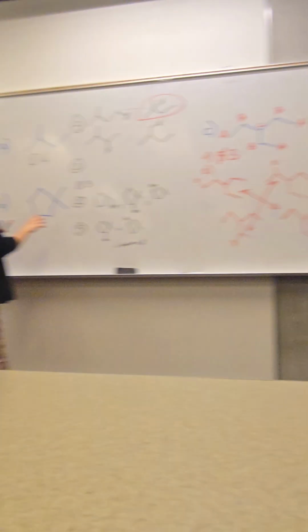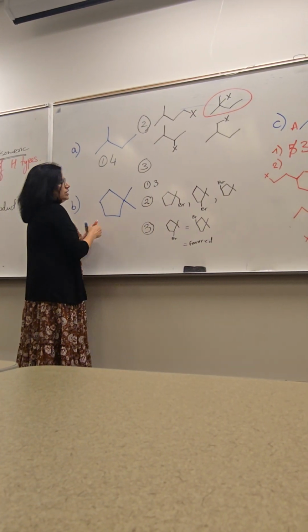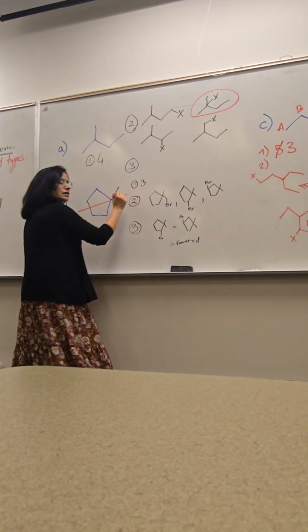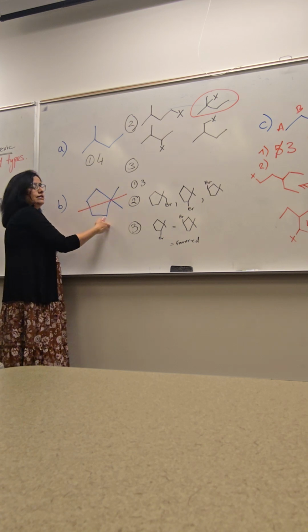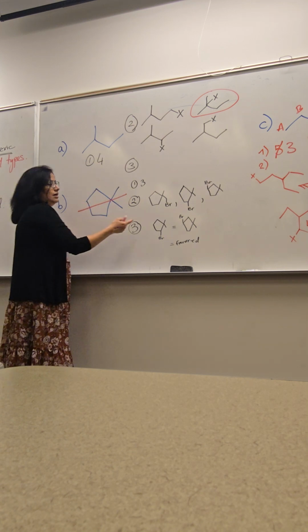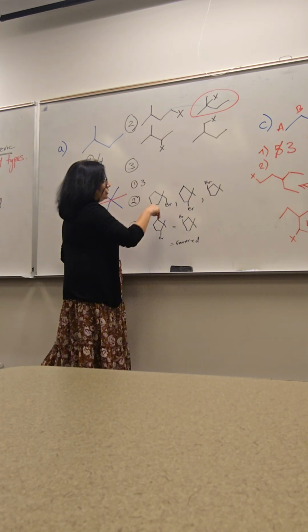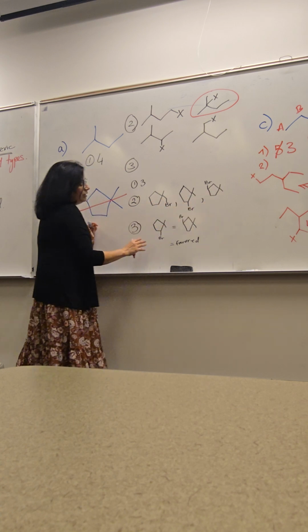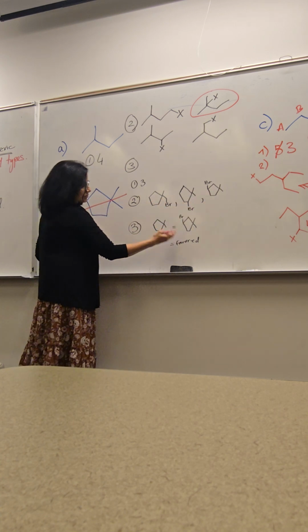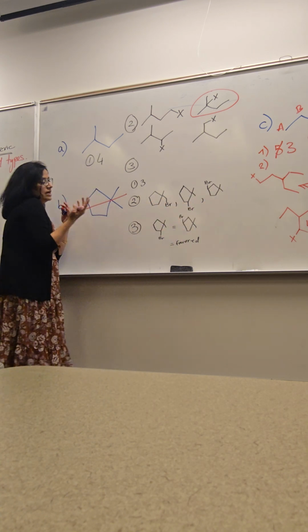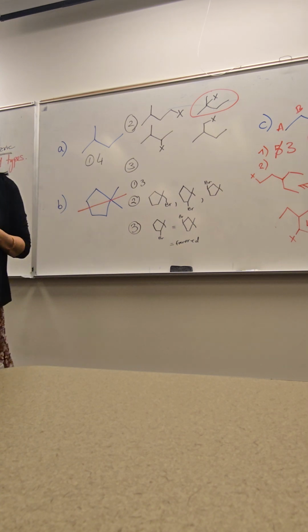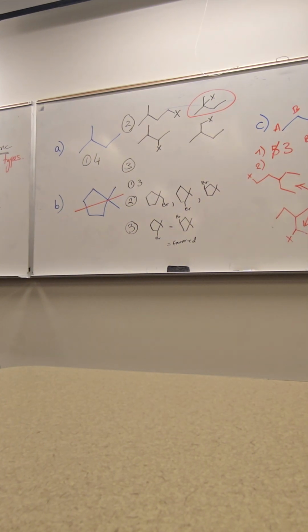Now B, you're saying 3 products because there are 3 kinds. Again, look, there's symmetry. Those are identical, these are identical, these are identical. Good. And both of them will be favored because there's really no selectivity between them. There's no preference for one over the other. Are we all good? Questions?